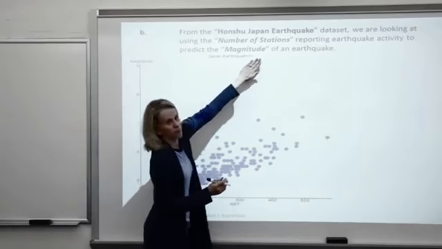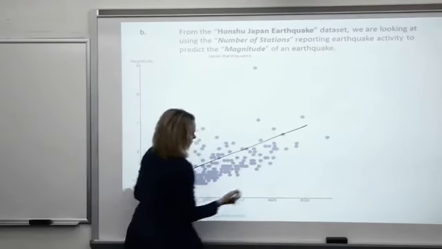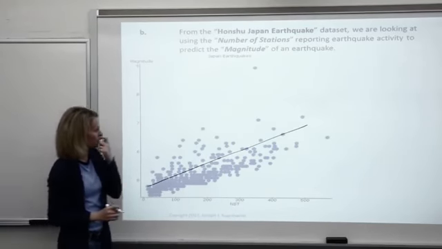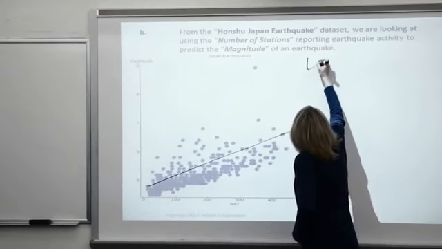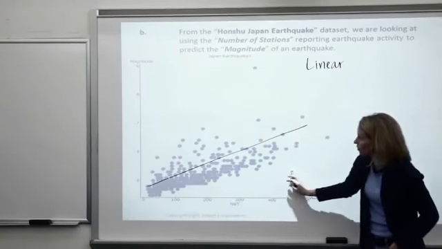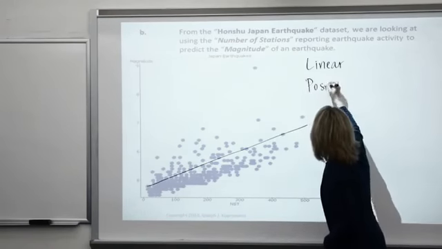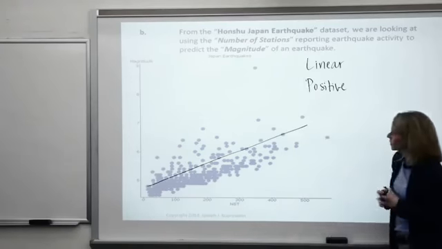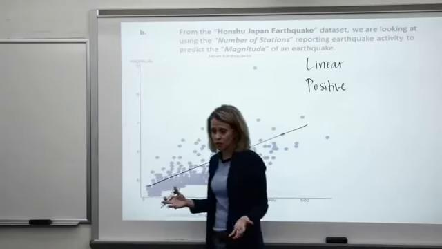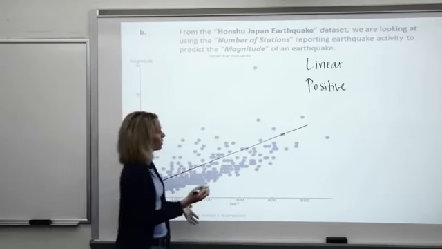If we kind of cover up that point for just a second, if we ignore that point, I would say that there's a definite linear trend to this set of data. So we could say this is linear. As the number of stations increase, so does the magnitude, and so this is positive. The strength of the relationship looks fairly strong. You could call it moderate or strong to moderate.